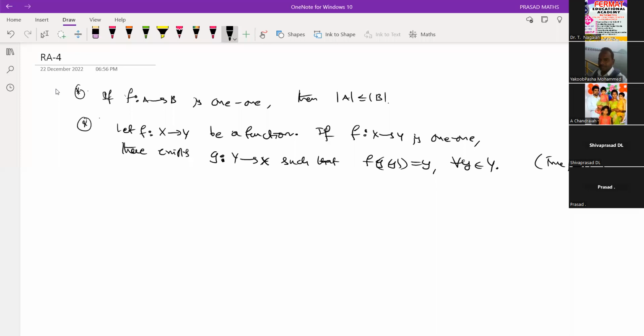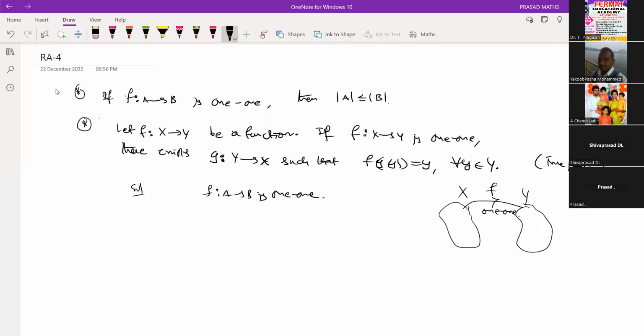If it is a 1-1 function, can you find one? See what you are given. You are given that X and Y are two sets. f is a 1-1 function. The question is, can you find another function g from Y to X in such a way that f of g of y equals y for every y belonging to Y? Is it possible? So what you are given is that f is a 1-1 function from X to Y. Sorry, my notation is X to Y.